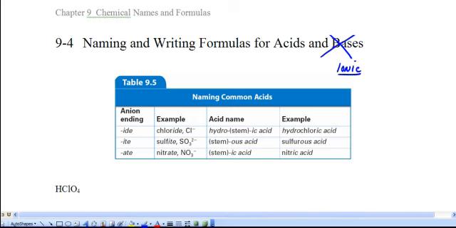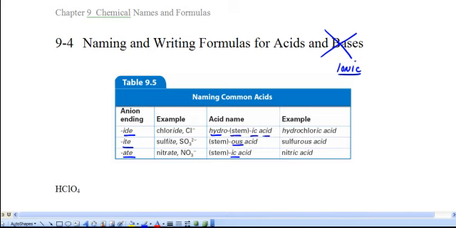In this section 9.4, where you're naming acids, you simply have to remember a couple rules. You change your ates to icks. You change your ites to ous. And if it's an IDE ending, you turn it into hydro-blank-ic acid. Okay? Now, what does all that mean?